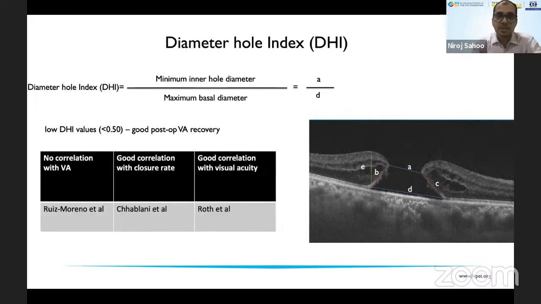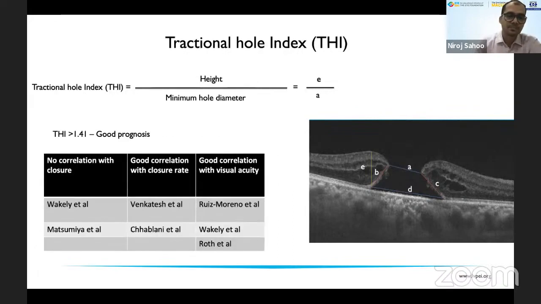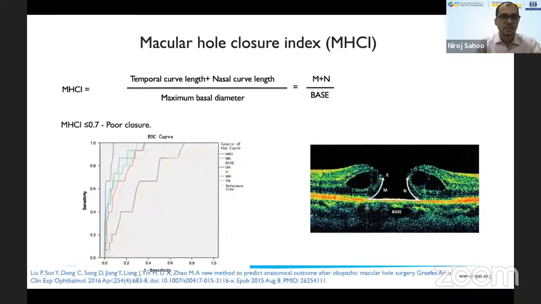Again, DHI or diameter hole index, which is just a ratio of inner hole diameter with the maximum basal diameter. This tells us that multiple studies have shown either absolutely no correlation or good correlation with visual acuity or closure. This is telling us that again, the prognostic evidence might be slightly low. The THI or tractional hole index, again, the papers are all over the place with no or good correlations. Again, this is telling us that it may not be a good index for clinics.